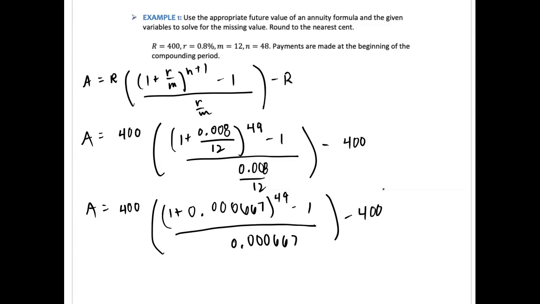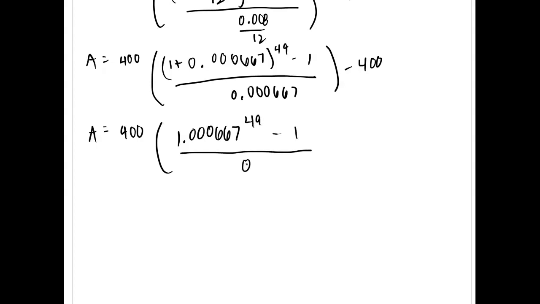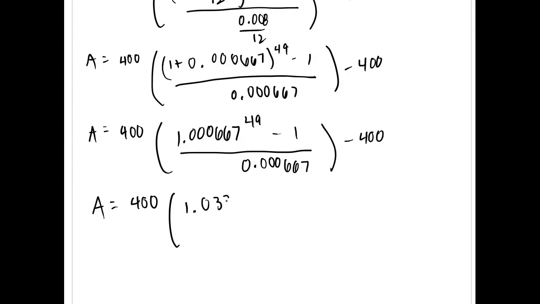Okay, so after this, still inside those parentheses, I can add 1. After this, we can go ahead and evaluate the exponent. We can take 1.000667 to the 49th power, and that gives a result of 1.033195.